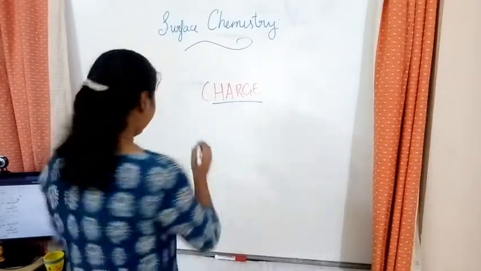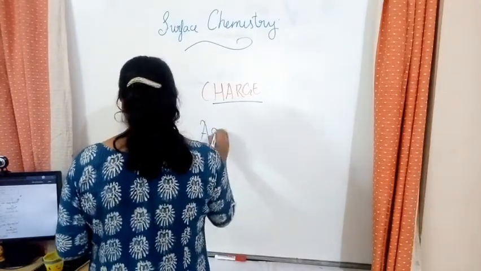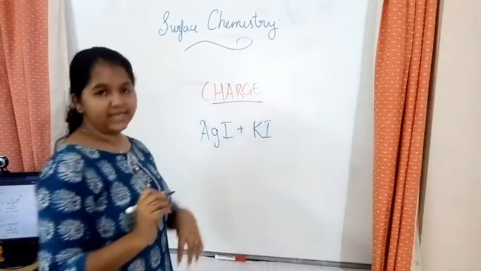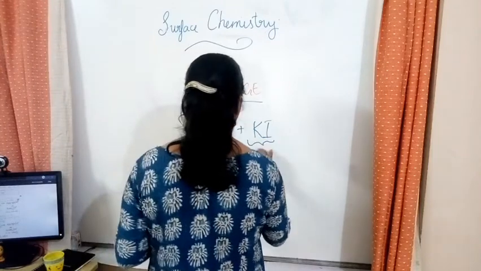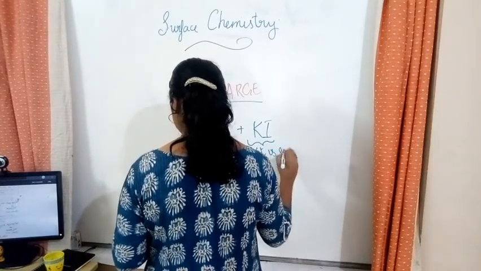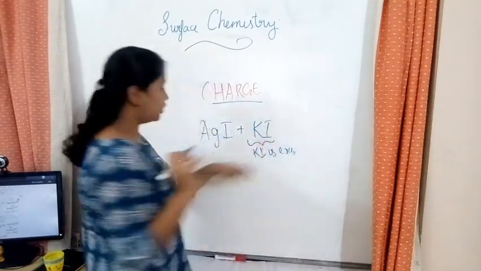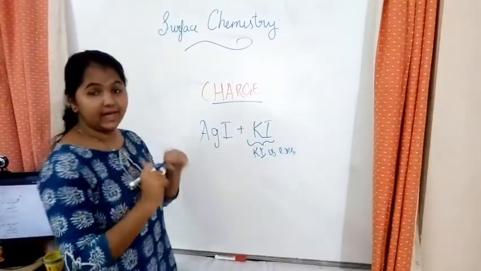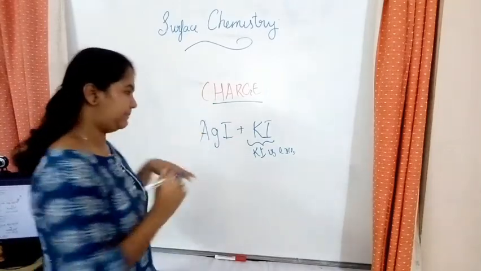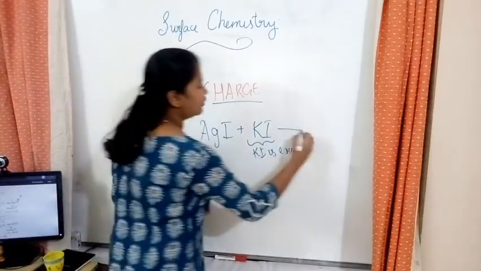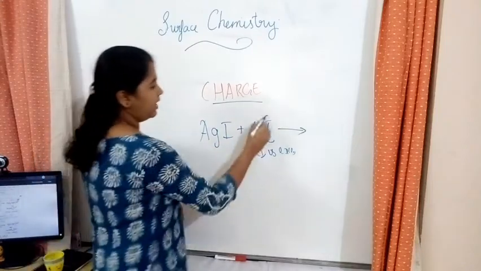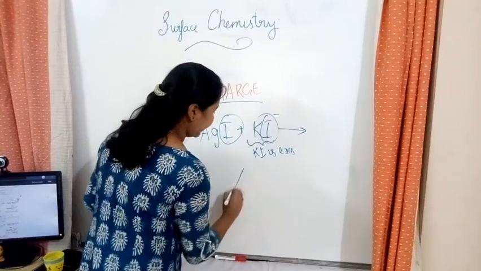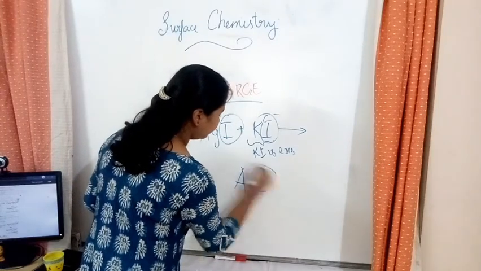We'll take an example of AgI plus KI. If KI is in excess, what is the common ion? We said only the common ion gets adsorbed, as when we studied peptization. So over here, which is the common ion? I. What is the charge on I? I is negative. So that is AgI negative.